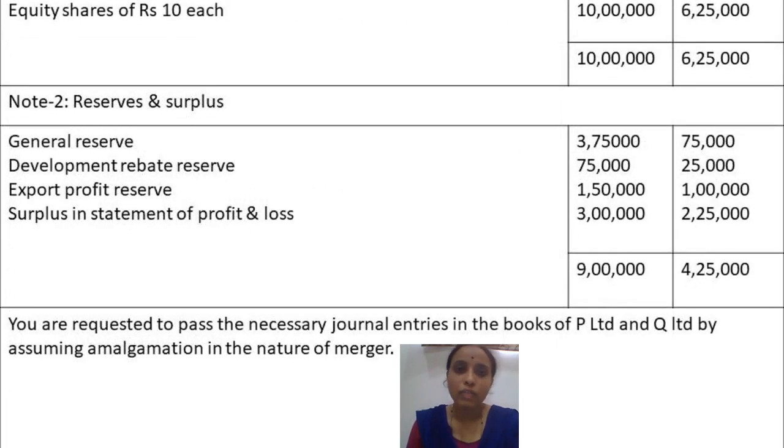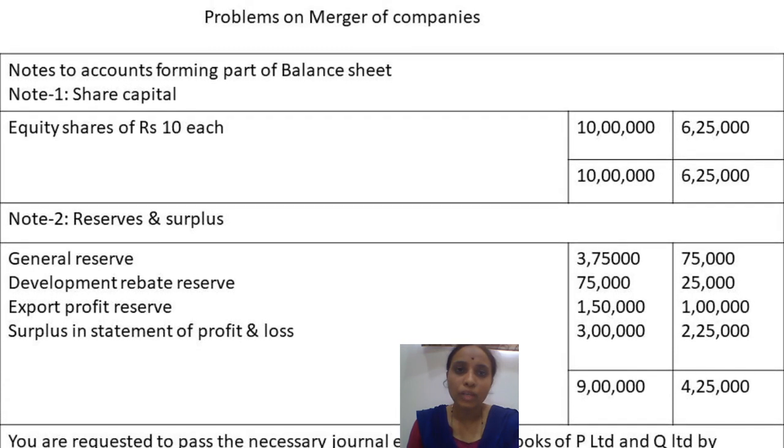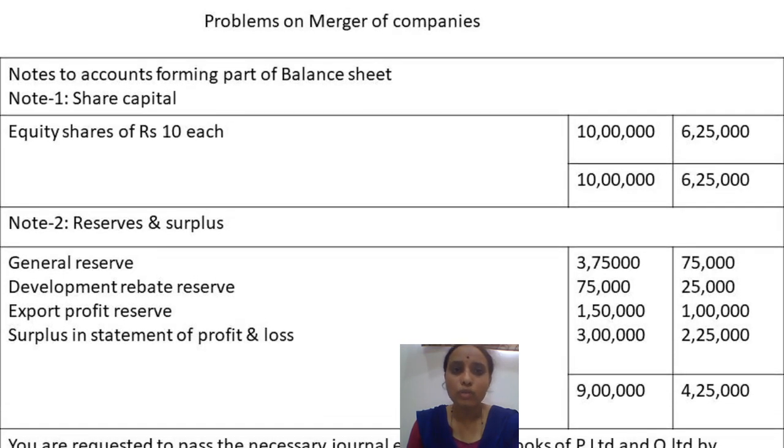And the additional notes given in the problem are notes to accounts forming a part of the balance sheet. Share capital constitutes equity shares of rupees 10 each, that is 10 lakh for P Limited and 6 lakh 25,000 for Q Limited. Then reserves and surplus, the total amount is given. That is divided into general reserve, development rebate reserve, export profit reserve, surplus statement reserve. The amount is given for P and Q Limited.